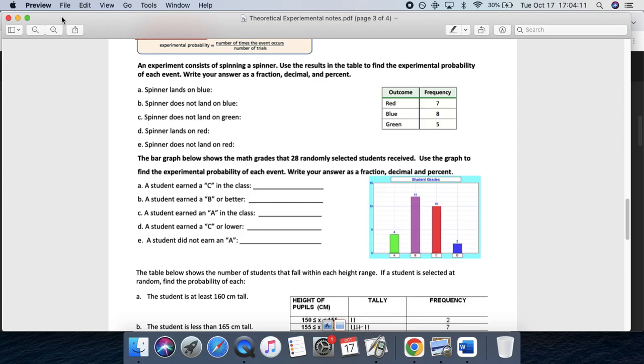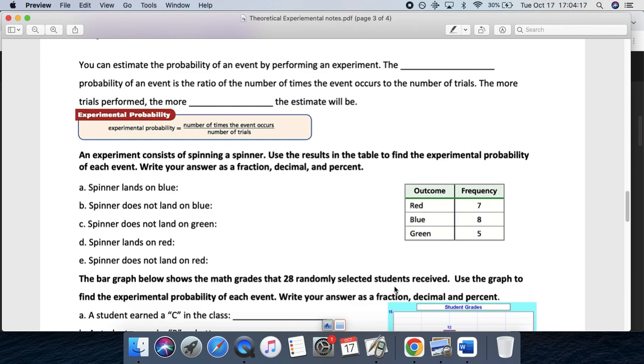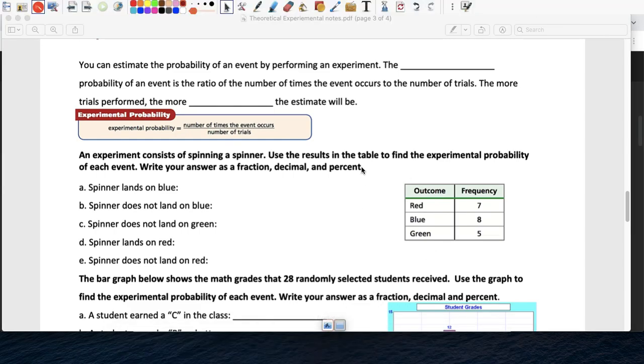Let's see, make this a little bigger because I can't see. Now this you can fill in with this. You can estimate the probability of an event by performing an experiment. The experimental probability of an event is the ratio of the number of times that the event occurs. So something has to happen. It says occurs, not may occur, but occurs. The more trials performed, the more accurate your estimate will be. Okay, your experimental will always approach the value of your theoretical the more you do it.